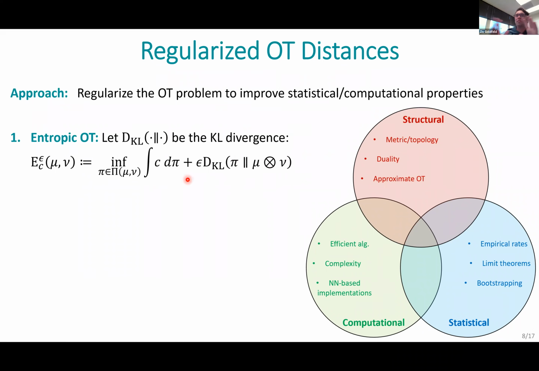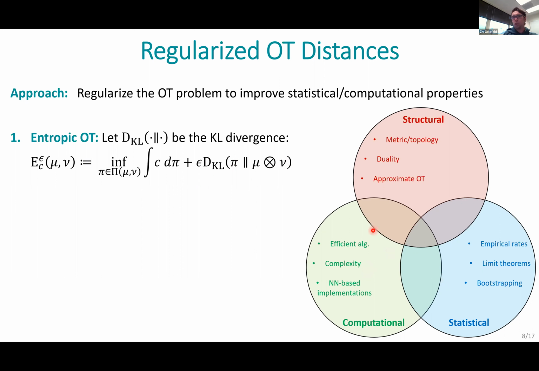And it turns out that this gives you pretty much everything that you want in terms of statistical and computational aspects. You can compute this using the Sinkhorn algorithm, which is very fast and highly parallelizable. And on the statistical side, you have fast empirical convergence rates, you have a bunch of limit theorems. We know a lot about the statistical behavior of entropic OT.